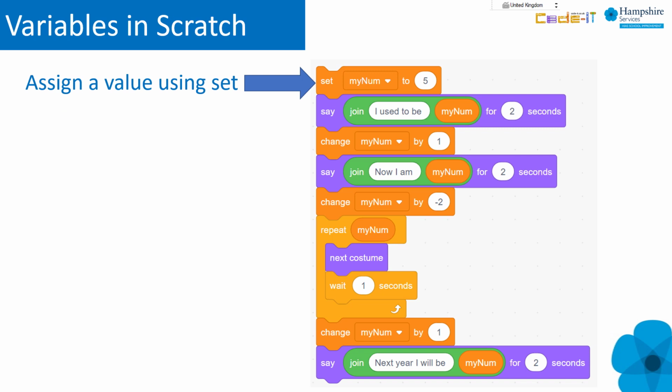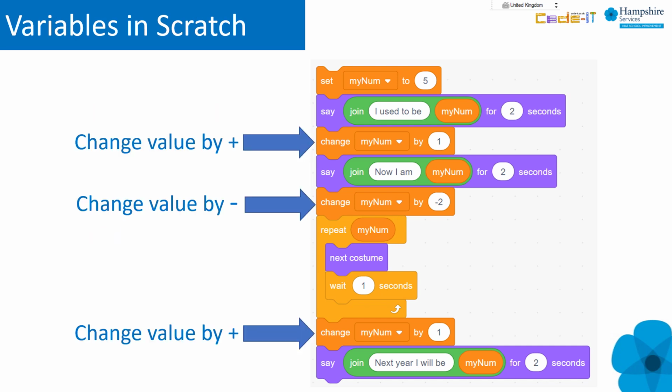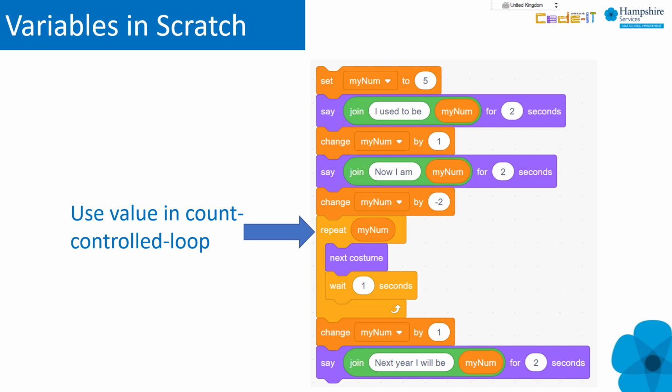Transferring our variable knowledge to code is an important step. Here we can see that assigning a value to start with, initialization, is an important step in code as it was in our earlier algorithm. We can read the name and use the value, and that's just as valuable in code as it was in the algorithm earlier. We can also change the value using maths in code, just like we did in our algorithm earlier. And we can see how we can use a variable to set how many loops are going to occur in our count controlled loop.